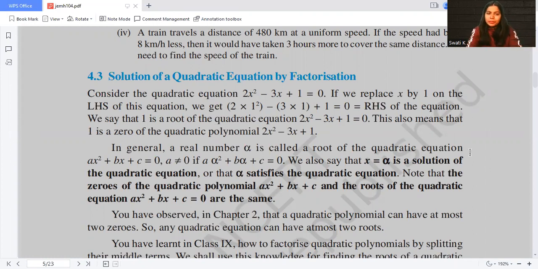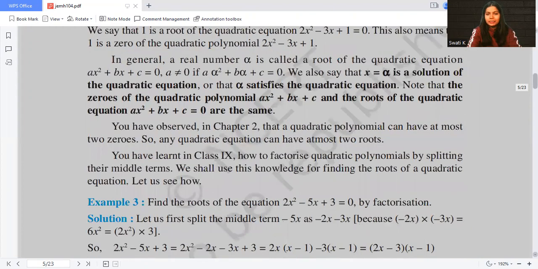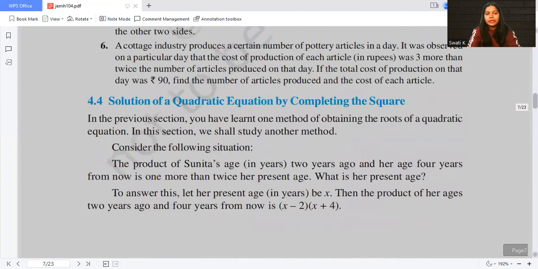So not this method, because on this topic I have already made a lot of videos. If you want me to make a detailed video on solving a quadratic equation by the factorization method as well, please let me know in the comment section. But in today's video we will start with the other topic which I said, that is solution of a quadratic equation by completing the square. Let's understand first what this topic is saying.